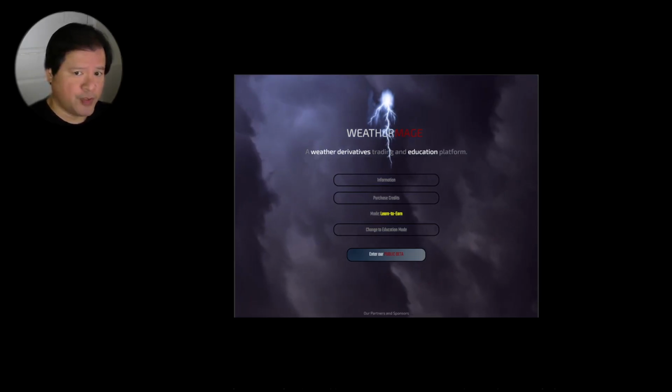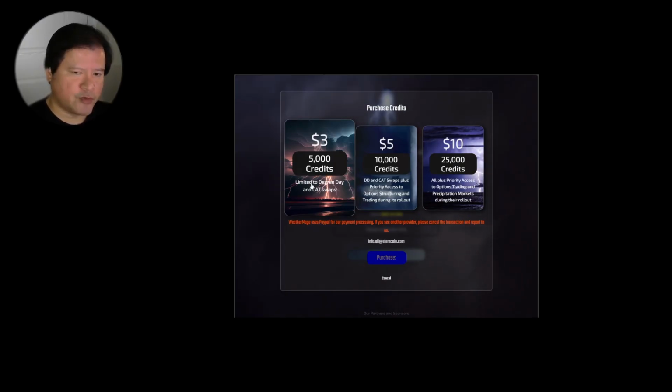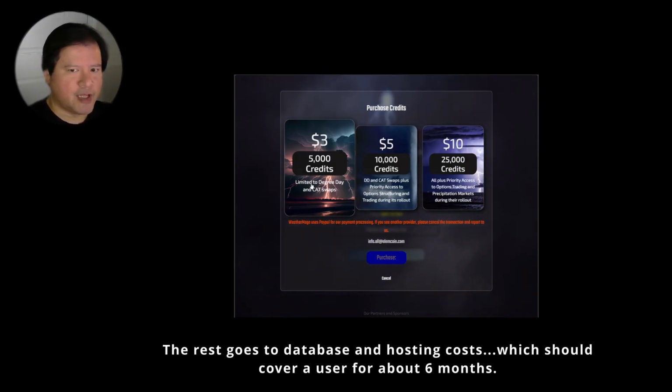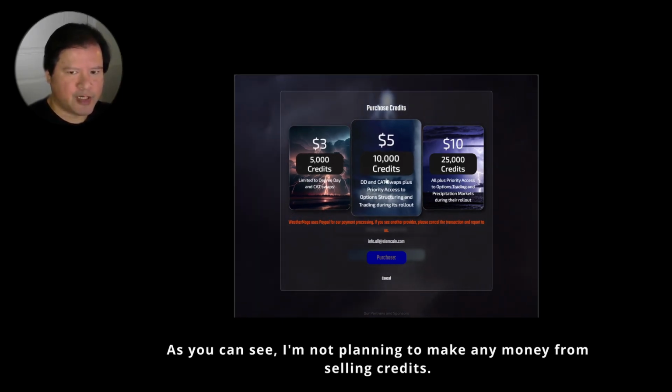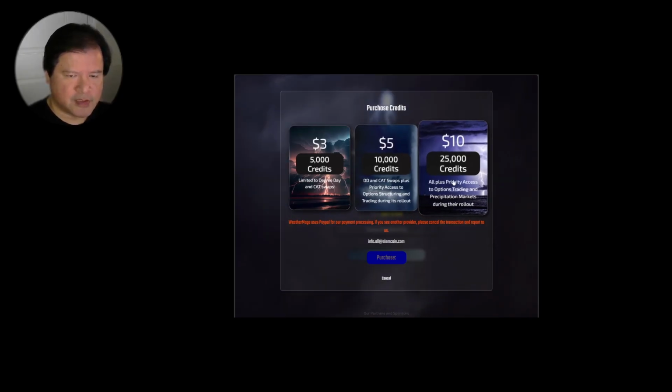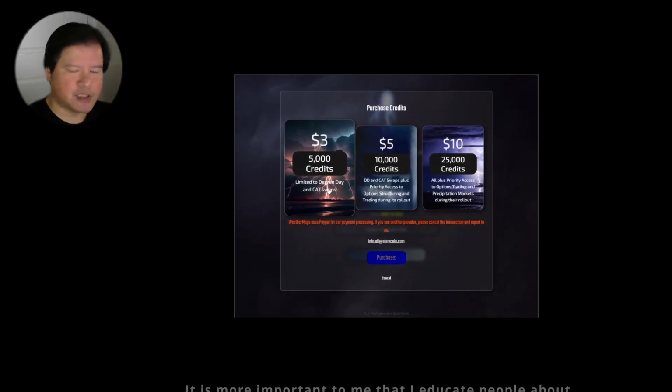And from that $3, after you take out the payment processing fee, I plan to save 25% of it to start a new fund to help people who are adversely affected by weather events. The remaining goes to the database and hosting costs, which should cover a user for about 6 months. And that's it. So as you can see, I'm not planning to make any money from selling credits. It's more important to me that I educate people about this market and climate change as I'm doing it.